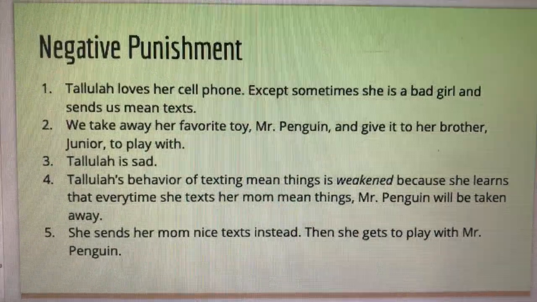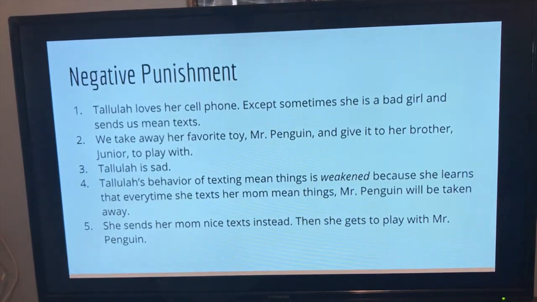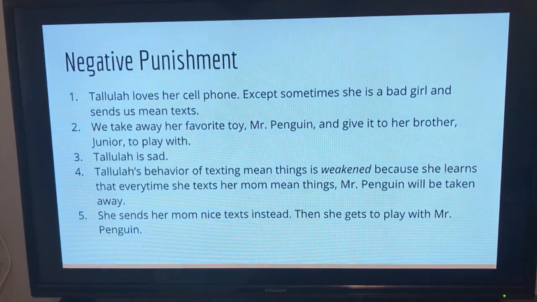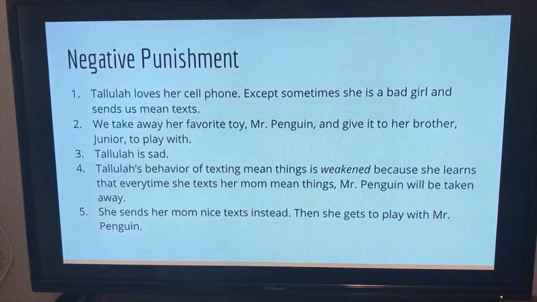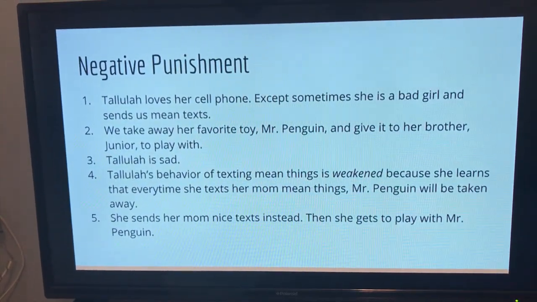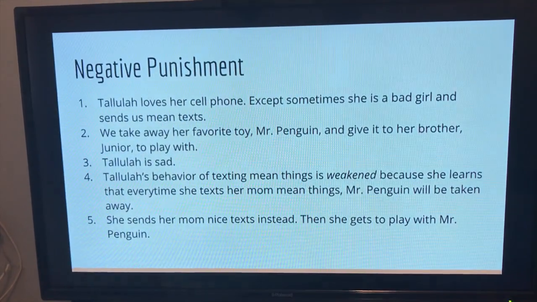Alright, and last one, what happened here? Tallulah loves her cell phone, but sometimes she's not a nice girl and she sends her mom mean text messages. So, when she sent this mean text, we took away her favorite toy, Mr. Penguin, and gave it to her brother, Junior. Tallulah was very sad because she loves Mr. Penguin.